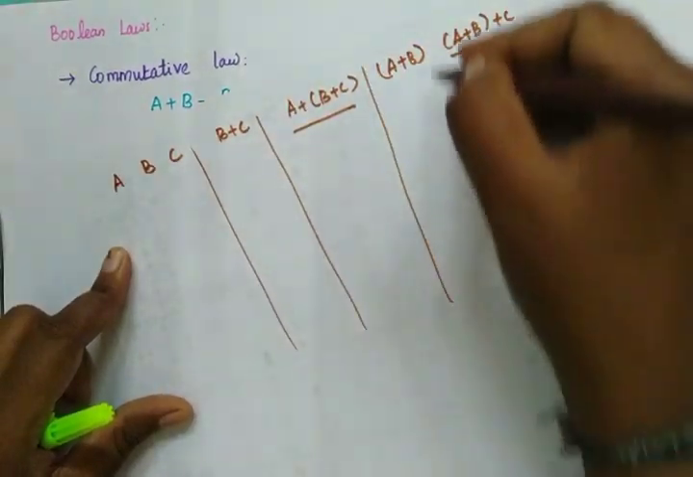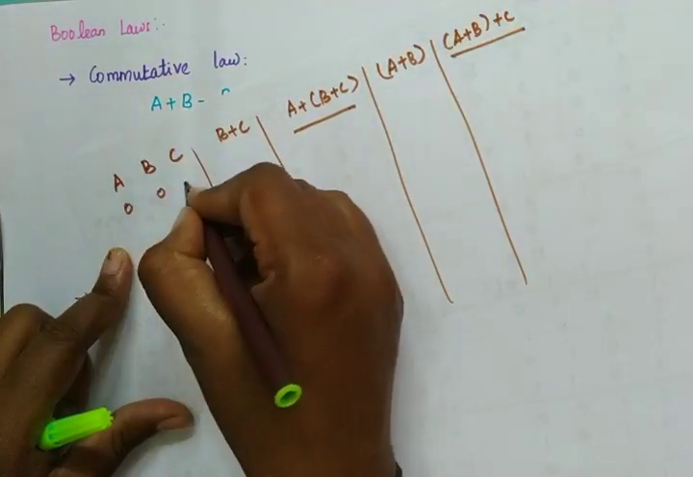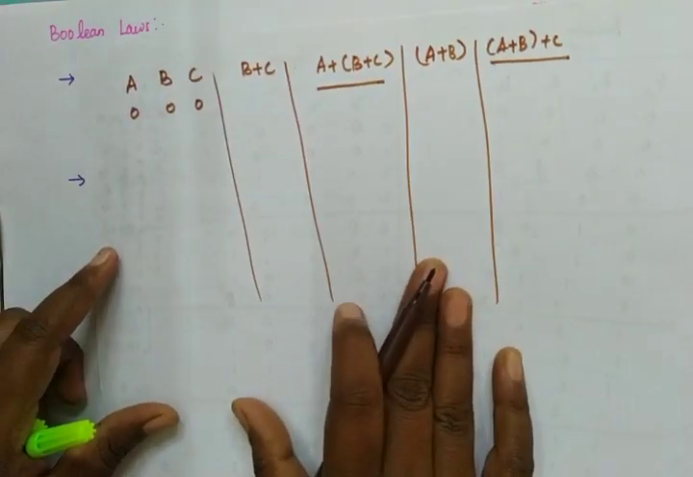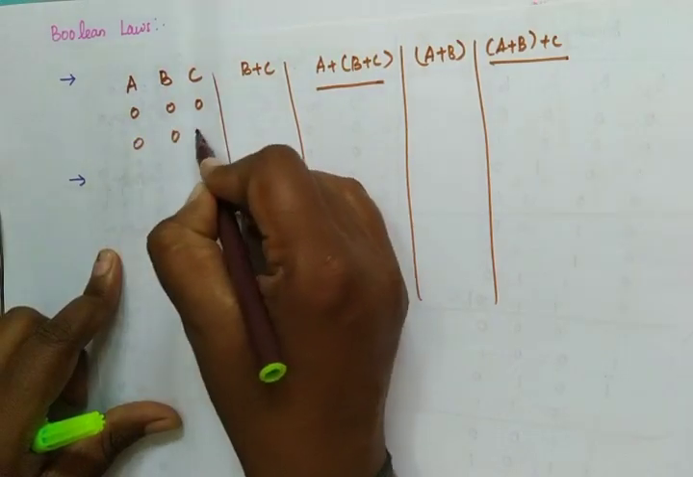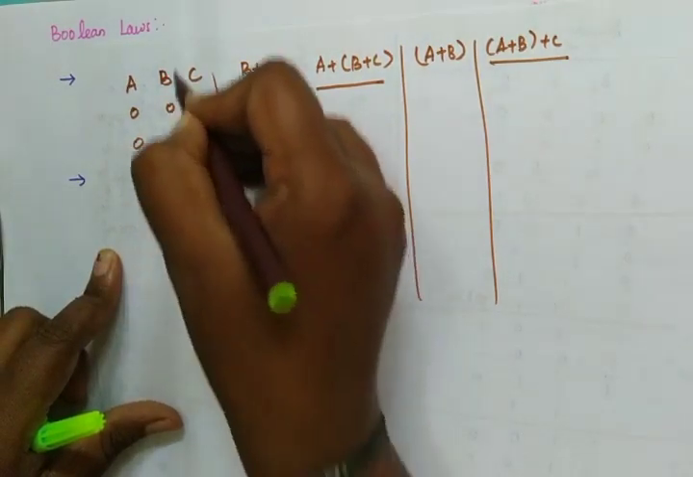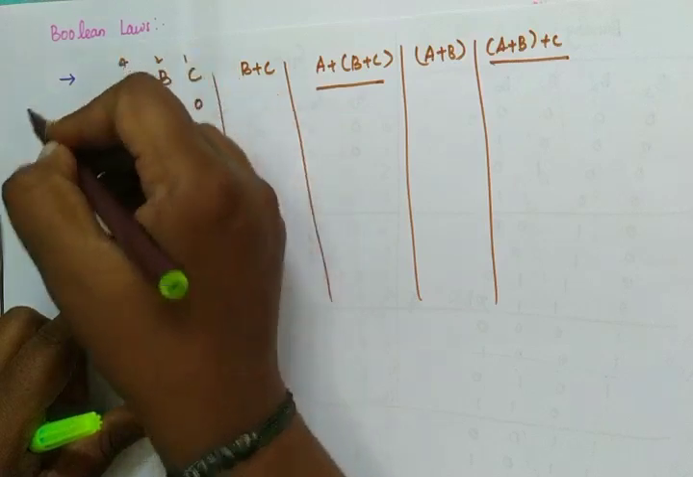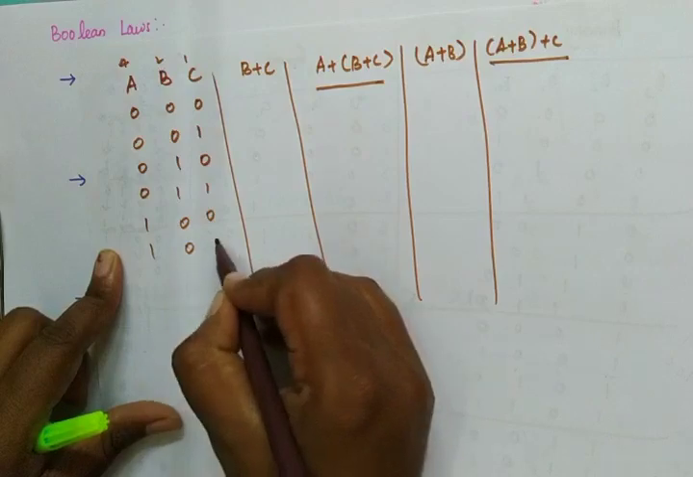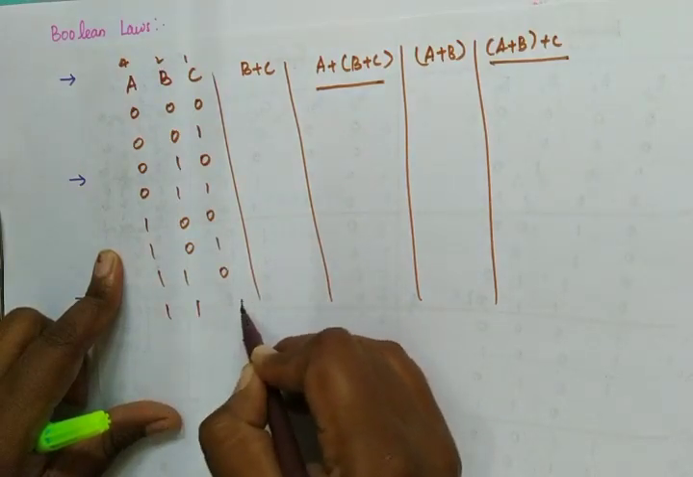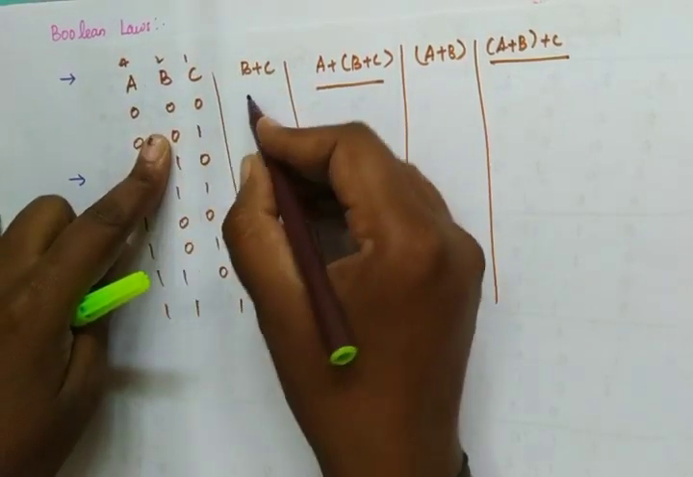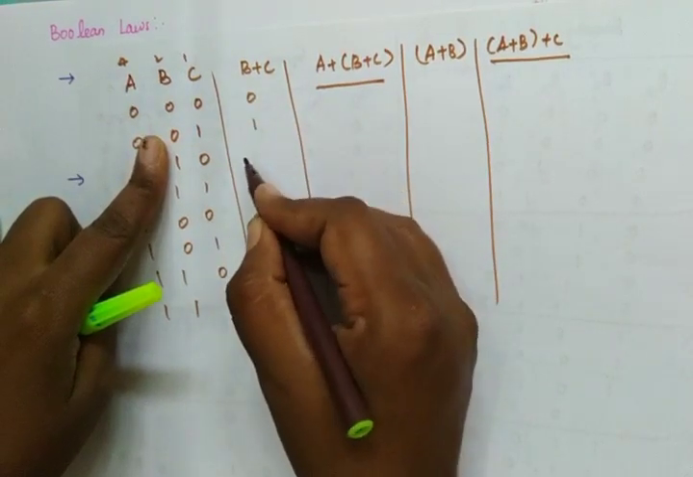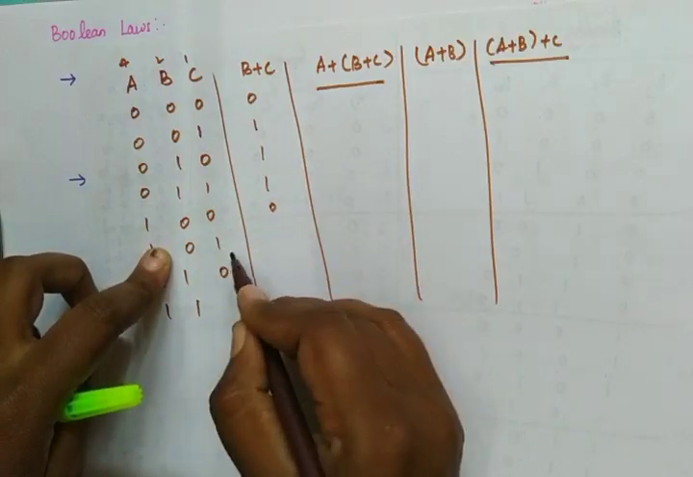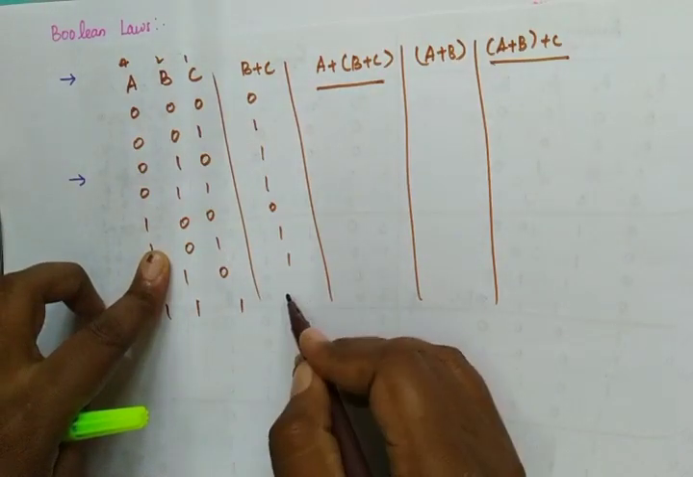So we must use 0, 0, 0. So this resembles decimal 0. Then 1, 2. We know how to write, that is by using 1248 code. 3, 4, 5, 6, 7. Now what is b plus c? 0 plus 0, 0. 0 plus 1 is 1. 1 plus 0, 1. 1 plus 1 is 1. 0 plus 0, 0. 0 plus 1 is 1. 1 plus 0, 1. 1 plus 1 is 1.